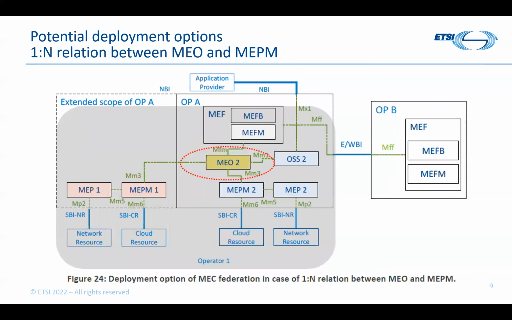If the federated MEC systems are owned by a single operator, two cases can be considered. First case, there are two separate MEC systems inside a single operator, but there is one MEC orchestrator which links with multiple MEC platform managers and OSS. In this case, MEC orchestrator is required to connect with multiple MEPM. But in general, a single MEC orchestrator is not supposed to orchestrate multiple MEC systems.